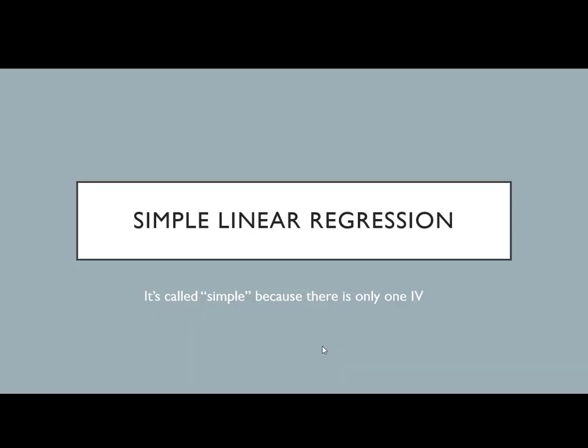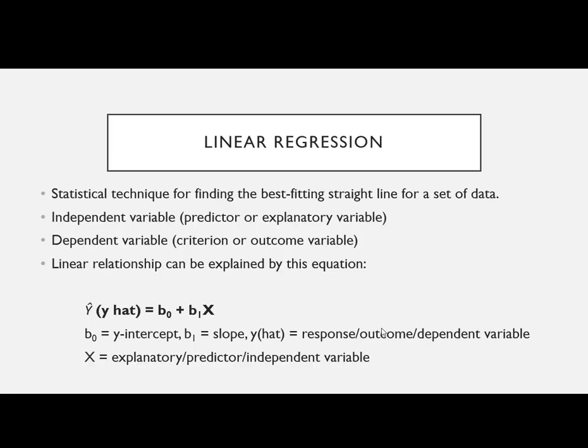Okay, simple linear regression. It's called simple because there's only one independent variable. When we have more than one, we call it multiple linear regression. So linear regression is a statistical technique for finding the best fitting straight line for a set of data. We have different vocabulary in regression. Our independent variable, we can still call it independent variable, but it's also referred to as a predictor variable or an explanatory variable. The dependent variable is also called the criterion variable or the outcome variable.